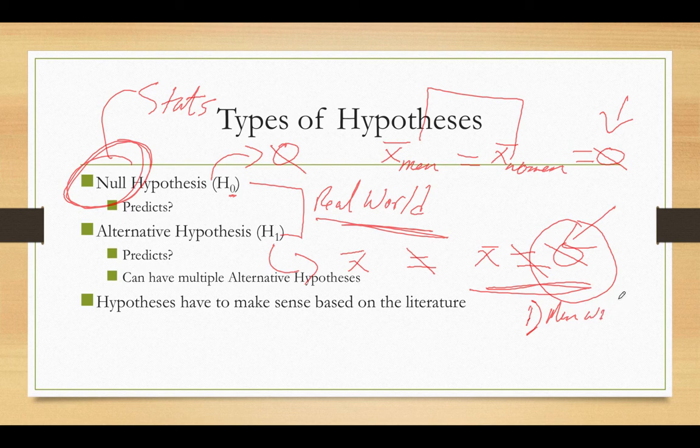Men will have higher scores than women. Everyone with me so far? That is one possible prediction that we can make. So here we're not saying that they're equal. Here we're saying that they're not equal. Okay? Here we say that they're equal. Here we're saying that they're not equal. Men are going to have higher aggression scores than women. Thus, the difference is not going to be equal to 0. Men are going to be more aggressive than women. The second possible alternative hypothesis that we might have, what do you guys think it is going to be? If men are more aggressive, what do you think the second possible hypothesis could be?